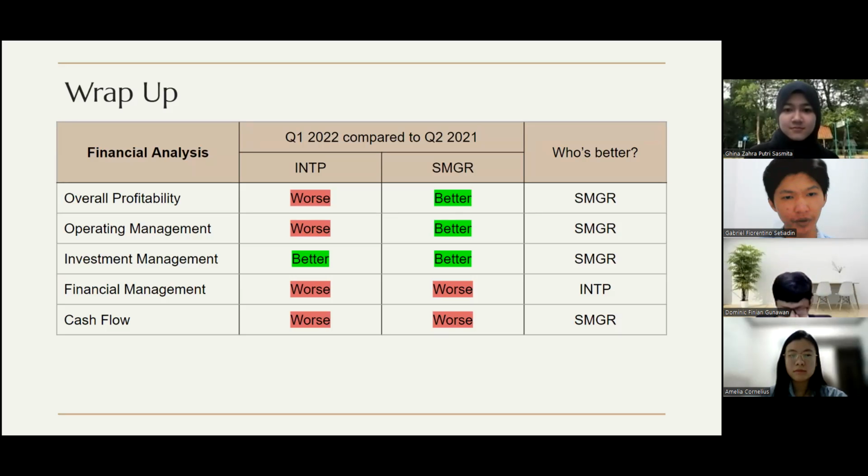For investment management, INTP and SMGR both have a better performance compared to 2021. And compared to INTP, SMGR is better. For financial management, both companies have worse performance in 2022 compared to 2021. But INTP still has a better performance compared to SMGR. For cash flow, INTP and SMGR have worse performance compared to the previous year, but SMGR can compete and has a better performance in terms of cash flow compared to INTP.